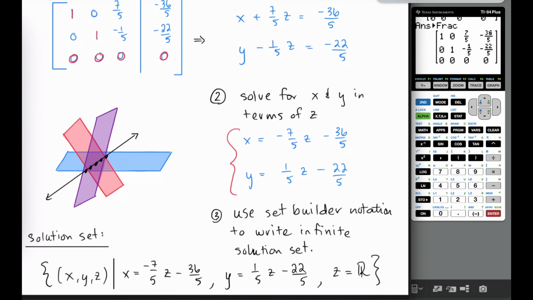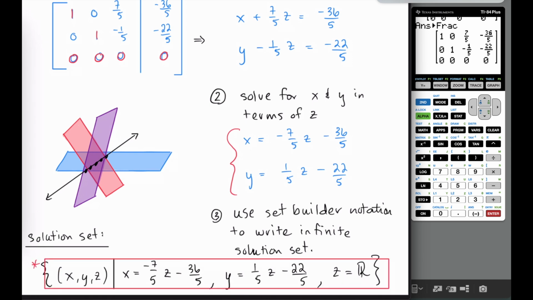So what this means is that we pick a real number for z, we plug that into our equations for x and y, and what we get from that is an ordered triple that is on the line considered to be the solution to this system of equations. So this is one way to express that infinite solution set.